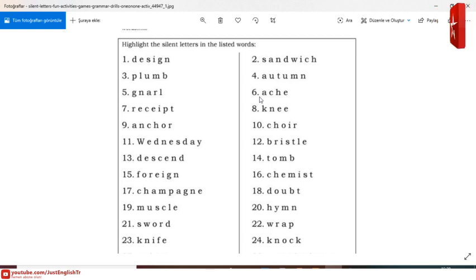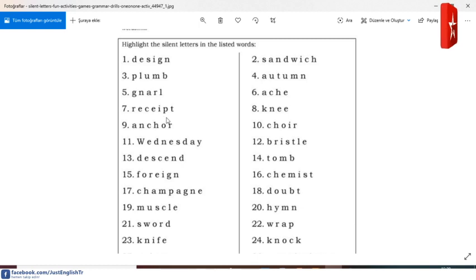Number 6, ache. So which one is the silent letter? Ache. For number 6, Zafer says, ache. Mutlu says E. Yes, ache. We don't pronounce E. Yes, thank you. Thank you, Mutlu, Dilan, Esin, Furkan, Helin, Leyla, and Baran.